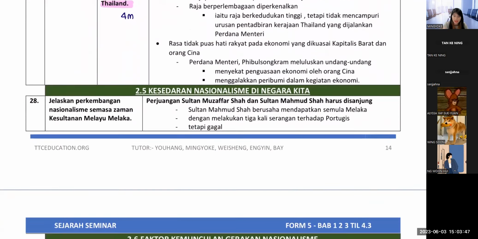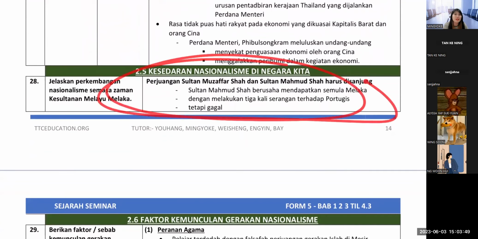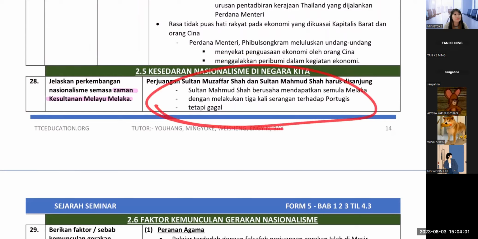Okay. Then after that, kesedaran nasionalisme di negara kita, I only give you the Melaka one. Because the only question that I see often come out is zaman Kesultanan Melayu Melaka only. So you just go through this part lor. All. 1, 2, 3, 4. All. 4.